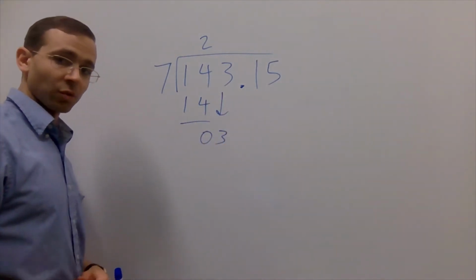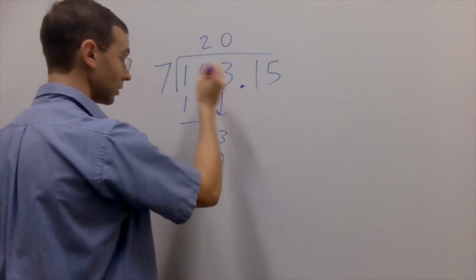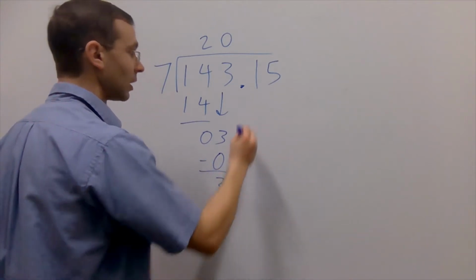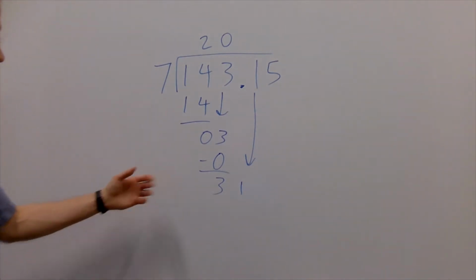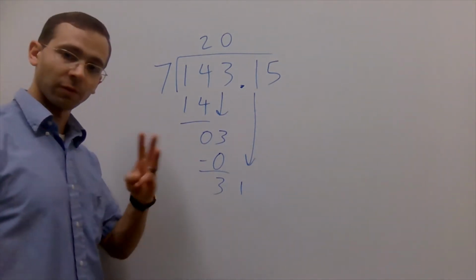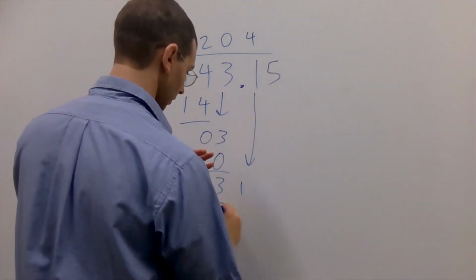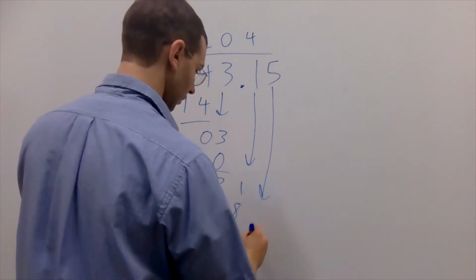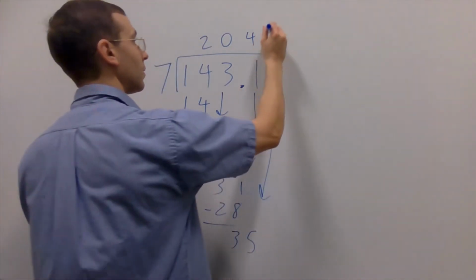7 doesn't go into 3 at all, so again we put a 0. 0 times 7 is 0. 3 left over. 31. 7 goes into 31 4 times, right? And 7 goes into 35 5 times.